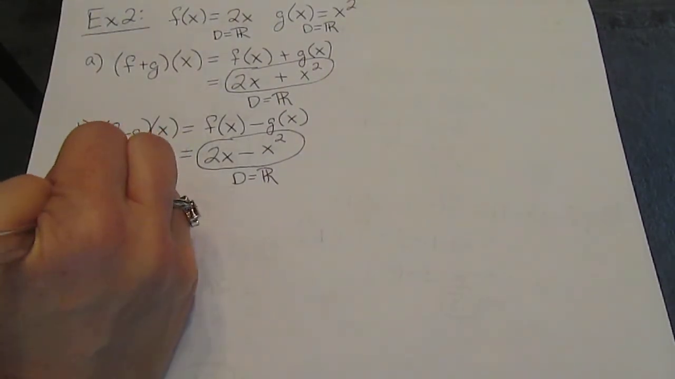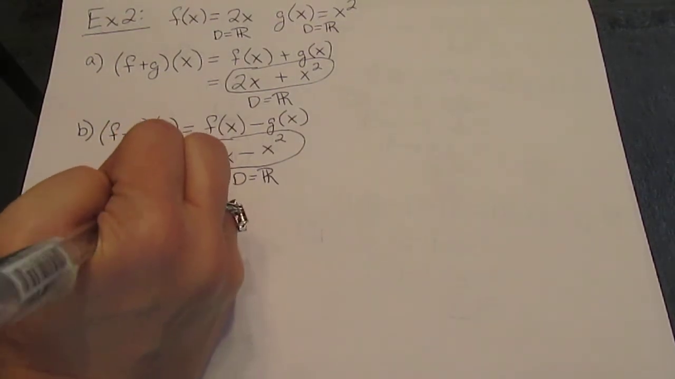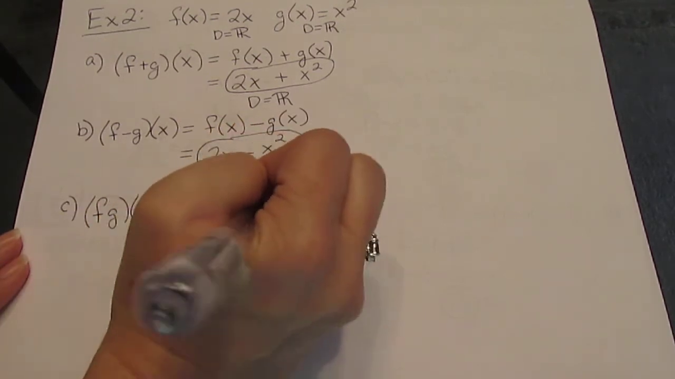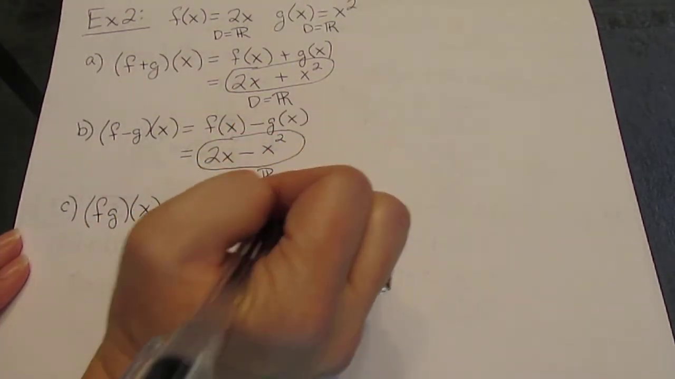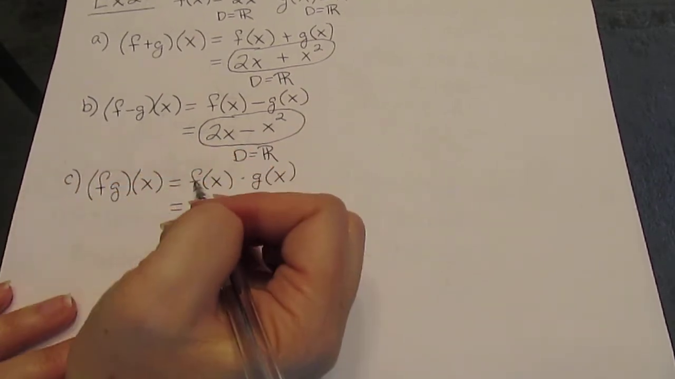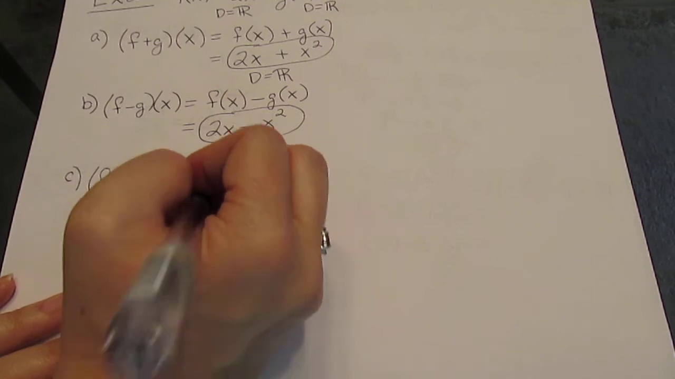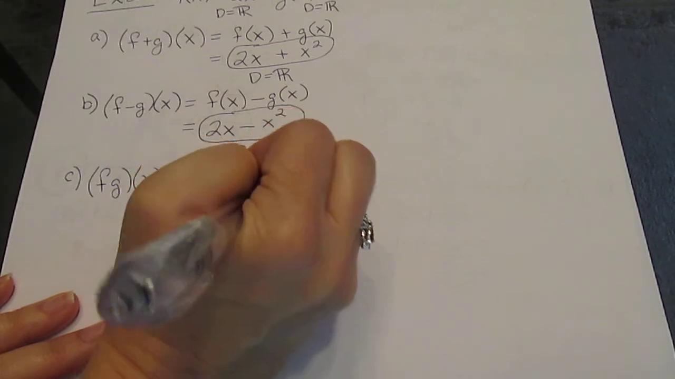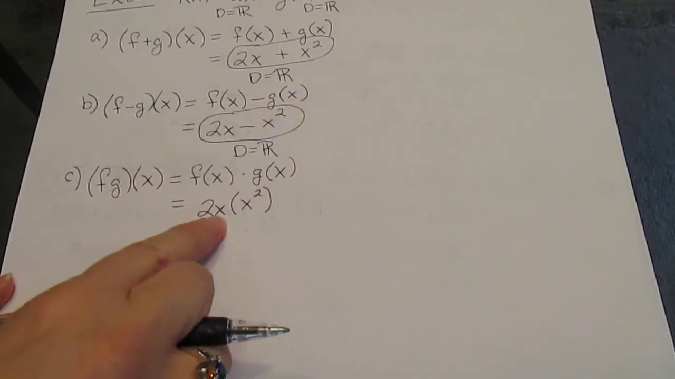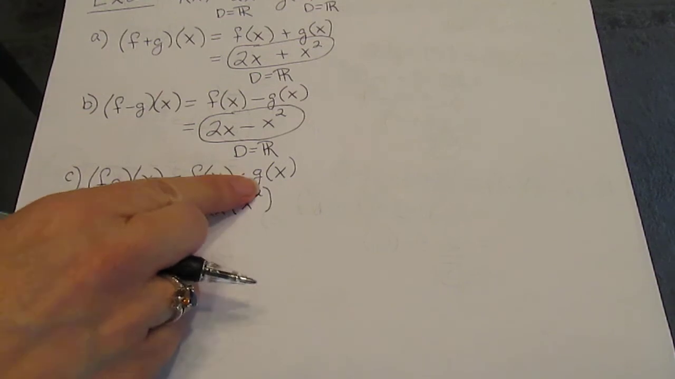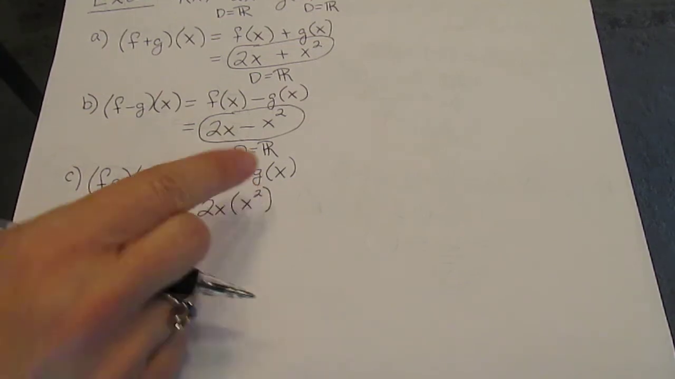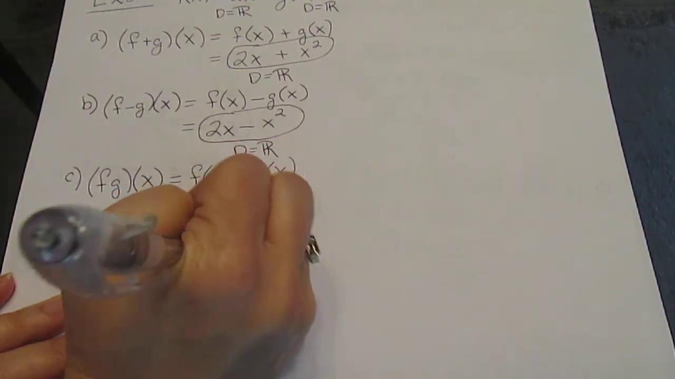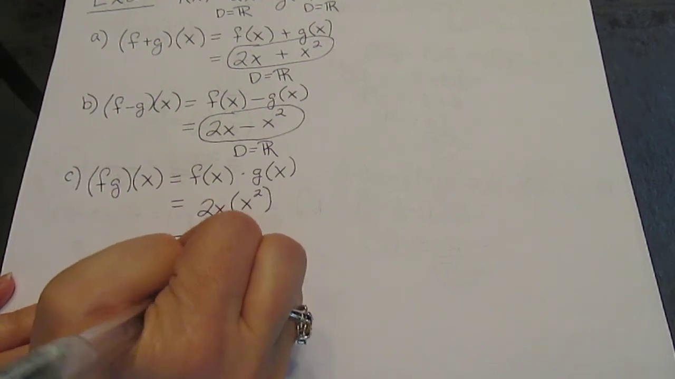Part C, they just want us to multiply them together. So f times g of x. So we're taking f of x times g of x. So we've got 2x times x squared. Remember, when you have the same base and you're multiplying, you're just adding your exponents. So remember, there's a 1 here, so we've got 2x cubed. And again, our domain is all real numbers.